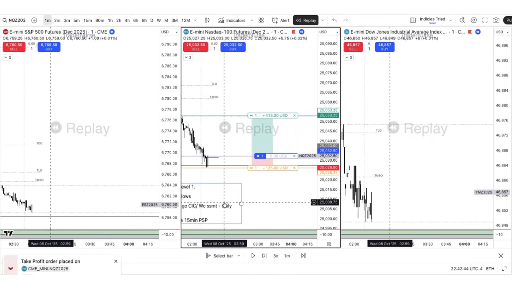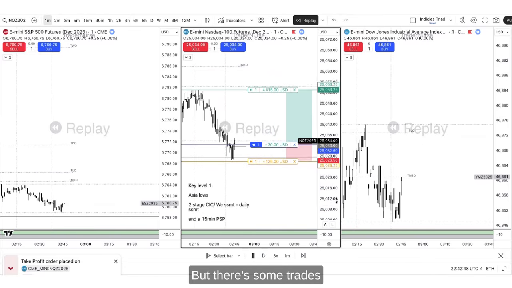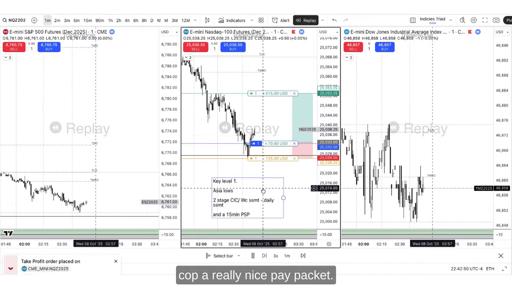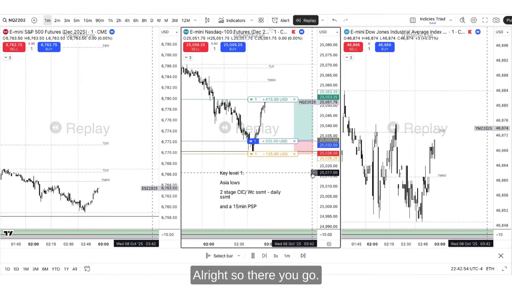Right, and you know, you don't get a lot of bang for your buck in this particular trade, but there's some trades where you do cop a really nice pay packet. All right, so there you go.